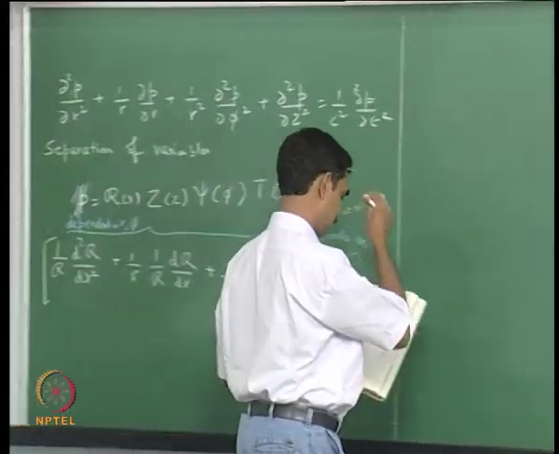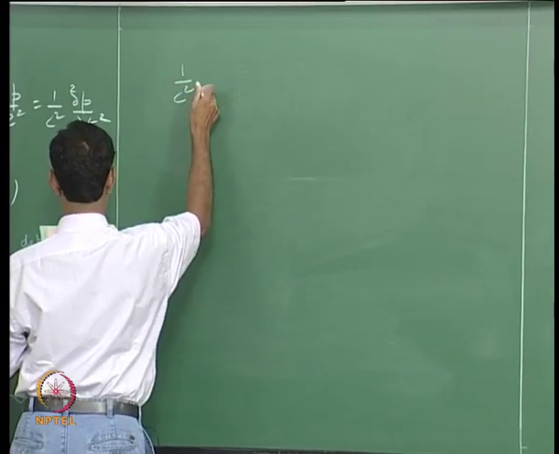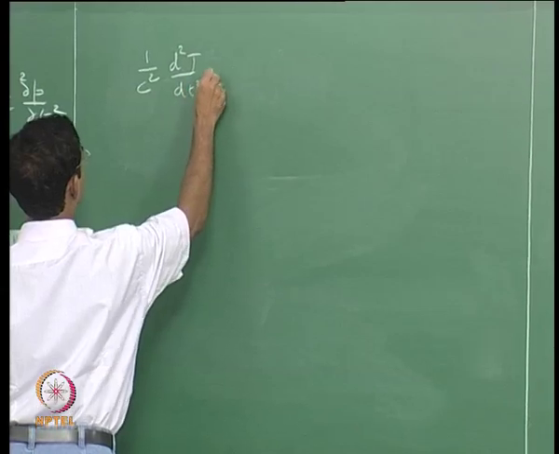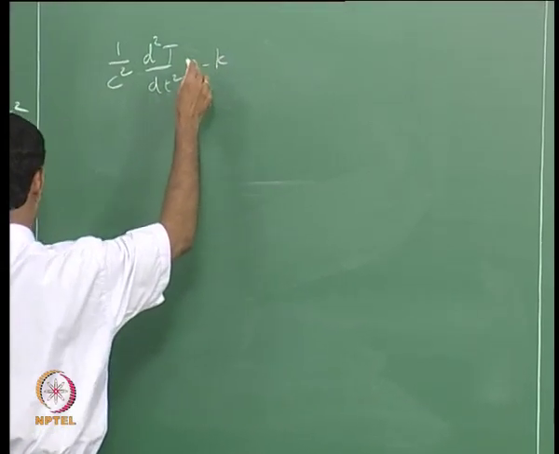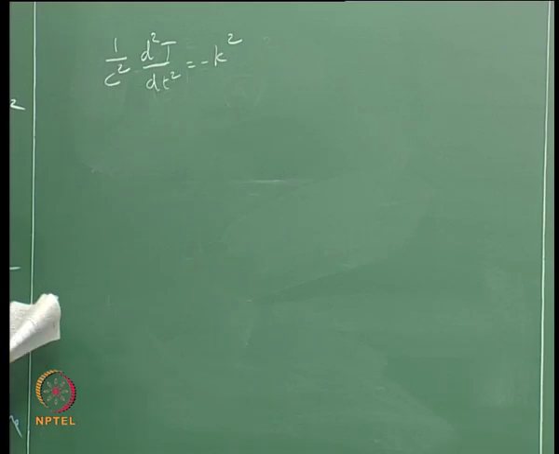So we can then write this as 1 over c squared d squared T over dt squared equal to minus k squared, and the minus sign is just to make things appear pretty.